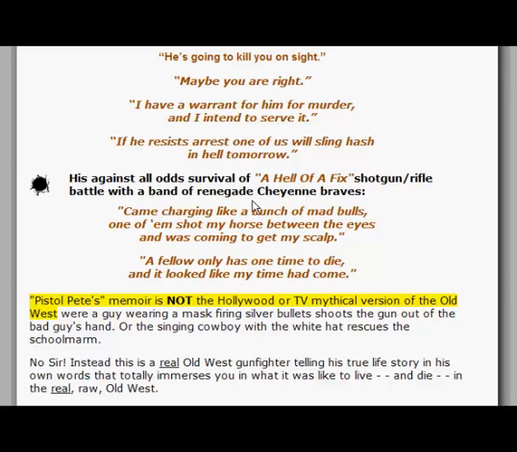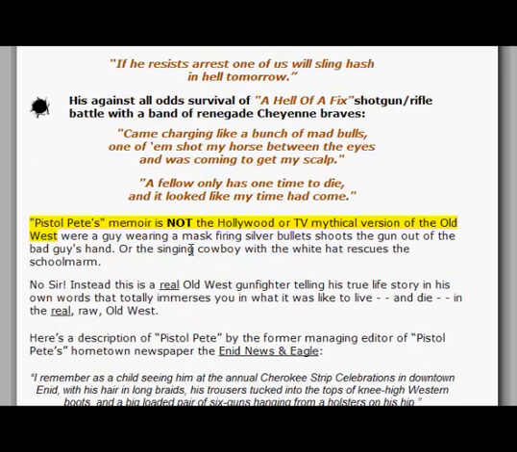Against all odds, survival of a shotgun and rifle battle, and then they came charging like a bunch of mad bulls at him, shot my horse with the eyes and was coming to me. Fell out, time to die, and so forth.